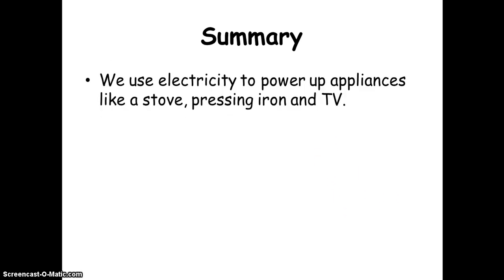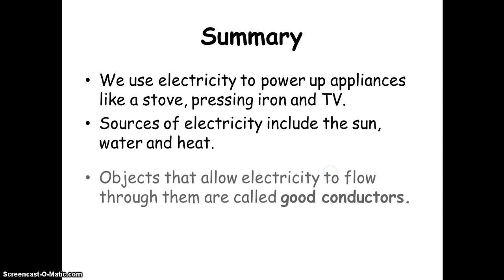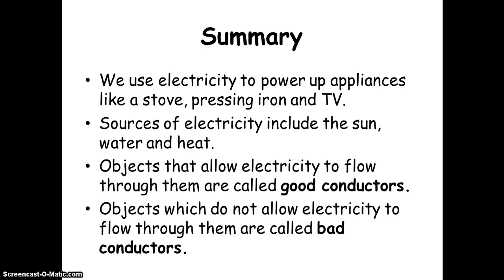Okay, so let us conclude. What have we learned in this lesson? We've learned that we use electricity to power up appliances like a stove, pressing iron, and a TV. Then sources of electricity include the sun, water, and heat. Objects that allow electricity to flow through them are called good conductors. And objects which do not allow electricity to flow through them are called bad conductors.